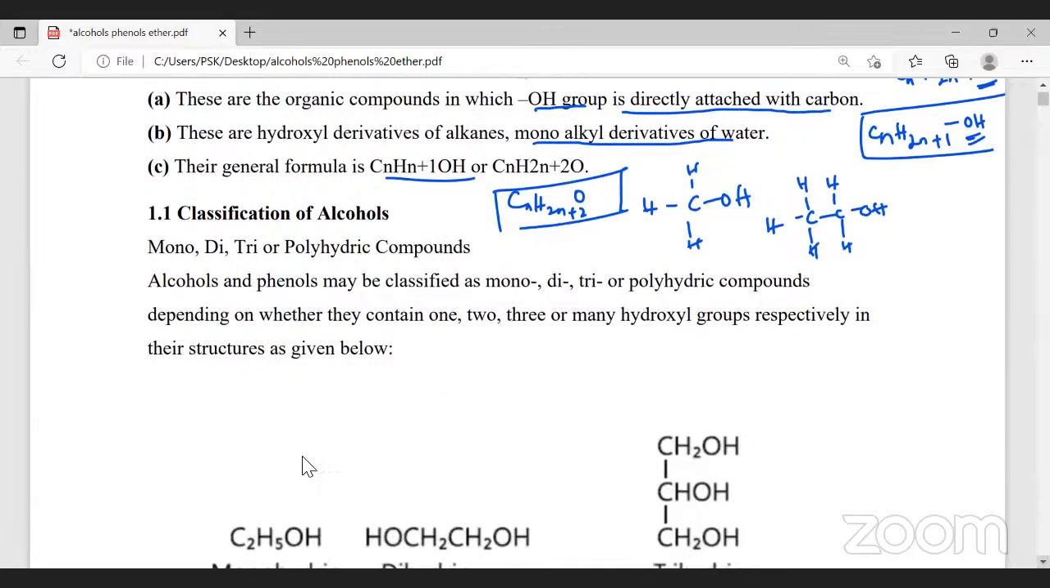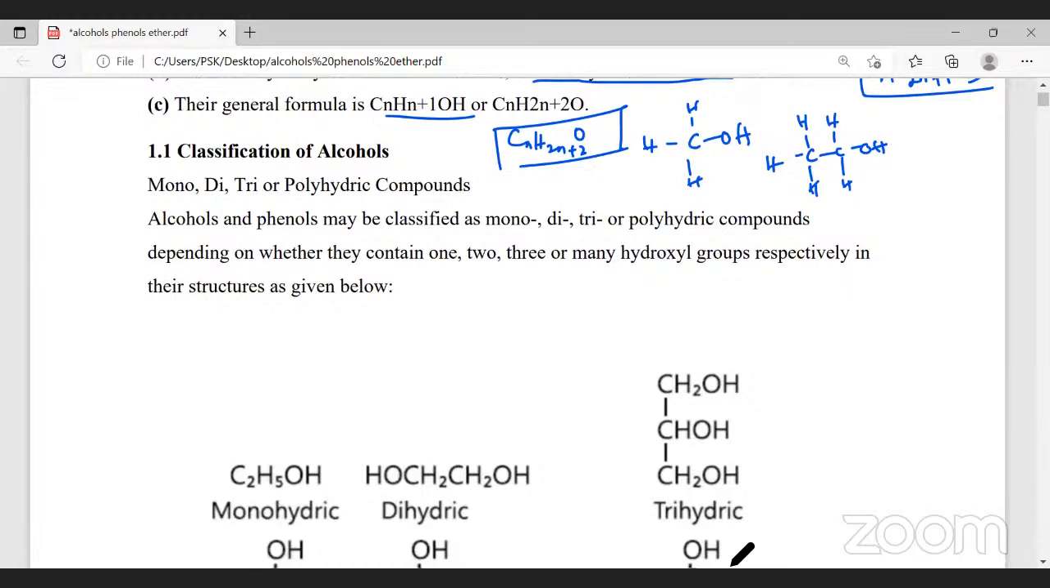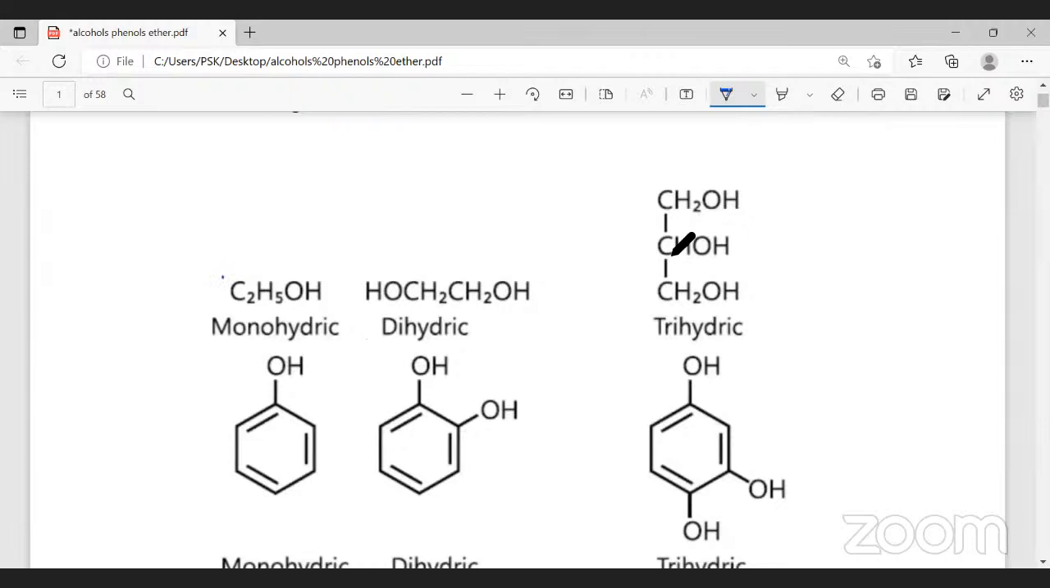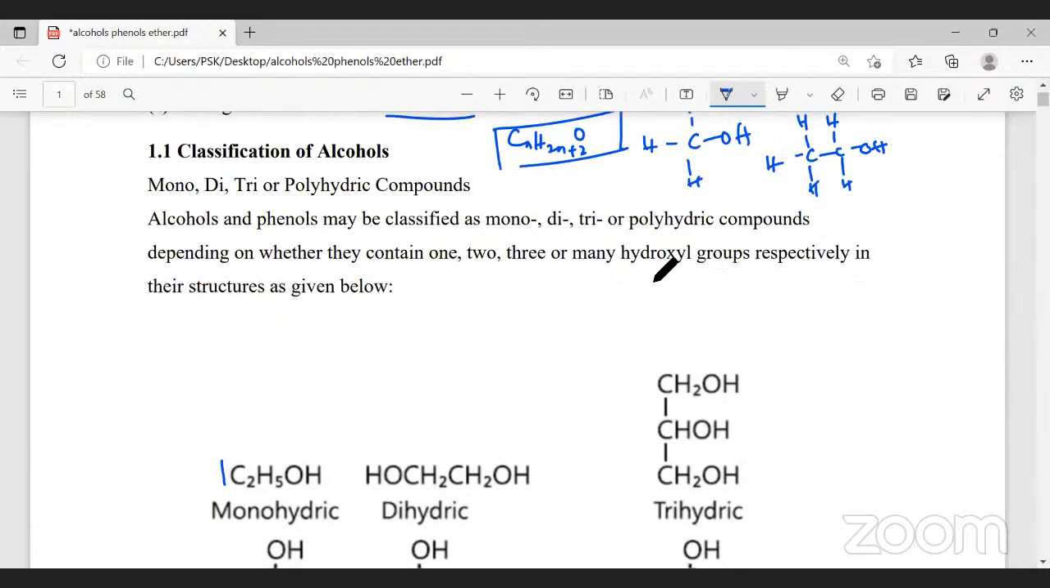They are also giving monohydric phenol, dihydric phenol, and trihydric phenol. So here, the classification is not only with respect to alcohols, even phenols. The statement clearly says alcohols and phenols may be classified as mono, di, tri, or polyhydric compounds, depending on whether they have 1, 2, 3, or many hydroxyl groups respectively in their structures. The structures are given below.